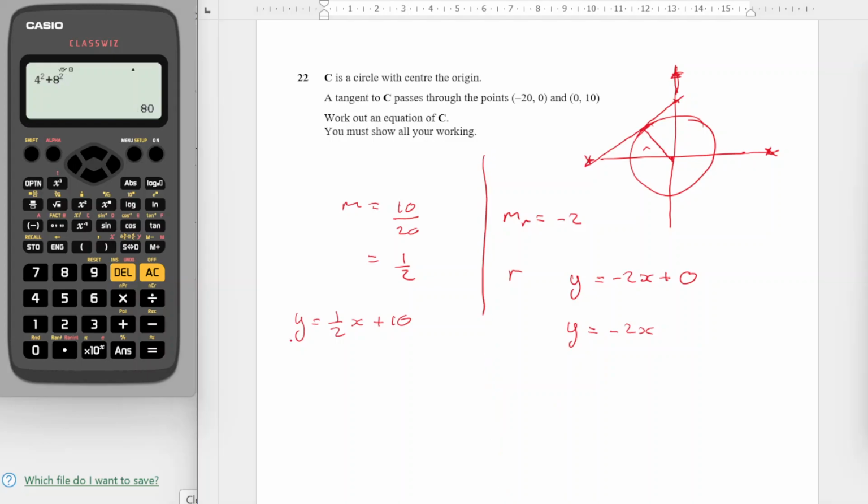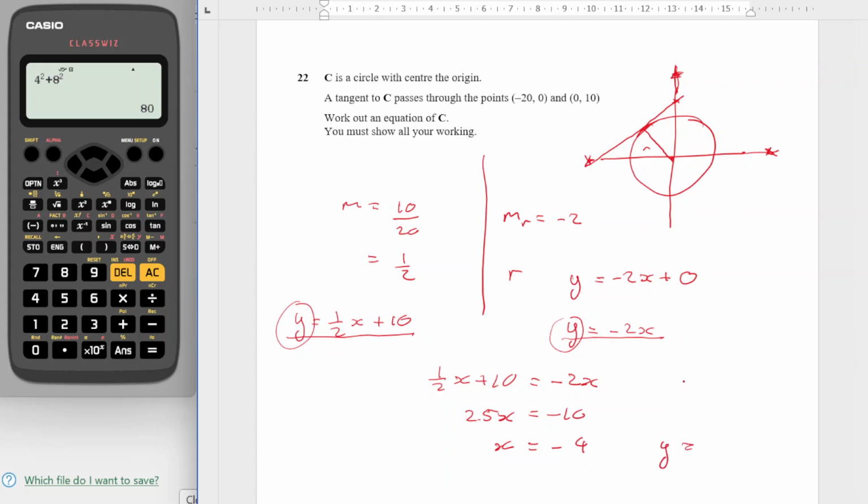Okay, so from here, I've got the equation of the tangent and I've got the equation of the radius. If I try and find the point where they intersect, in effect, I'm going to put them equal to each other. So a half x plus 10 is equal to minus 2x. If I rearrange that, that gives me 2.5x equals minus 10. So x is equal to minus 4. That's the x coordinate of the intersection. And the y coordinate is minus 2 lots of that, so it would be 8.